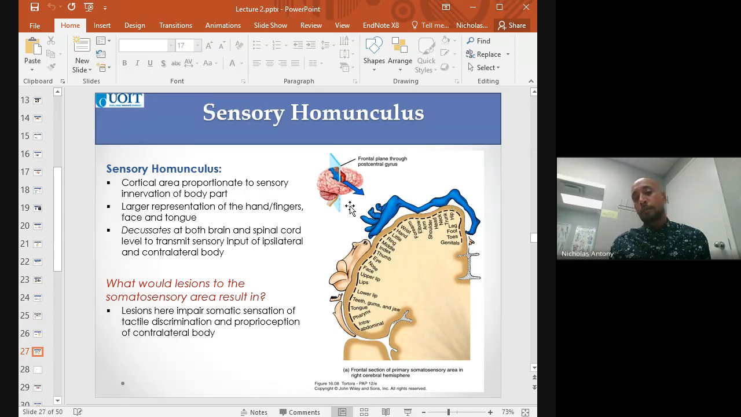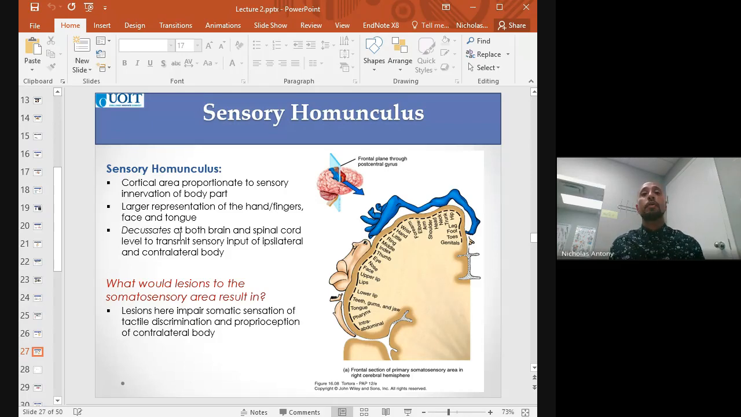Here we have another depiction of the sensory homunculus. And the point of this slide is to think about what would happen if we have a lesion in a specific area of the primary somatosensory area. What do you guys think would happen? We would lose the sensation of touch from that area of the body.